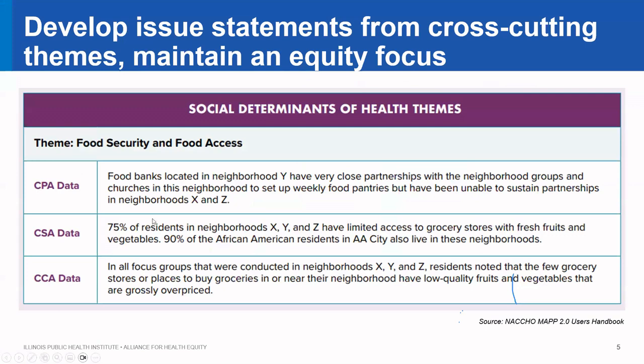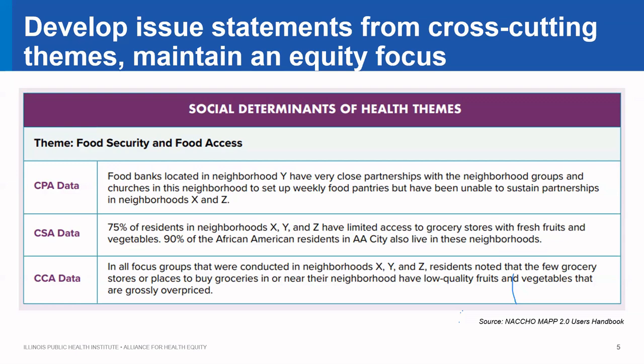So here's an example of an issue statement that's provided in the MAP handbook. These are issue statements that are developed from cross-cutting themes. And make sure as you do this process, you maintain an equity focus. One thing we know is that there are so many needs and inequities identified through the CHNA. So your goal is really to look at the populations that not only you can have the most impact in, but those who are experiencing the highest inequities.